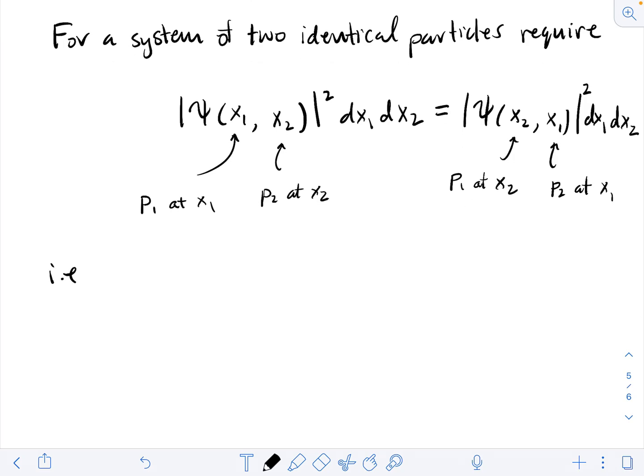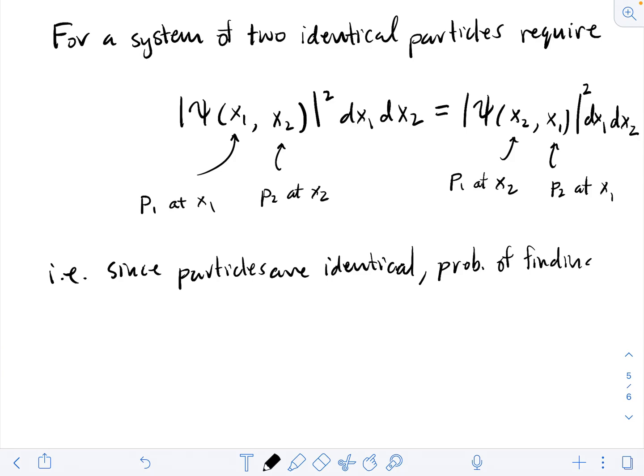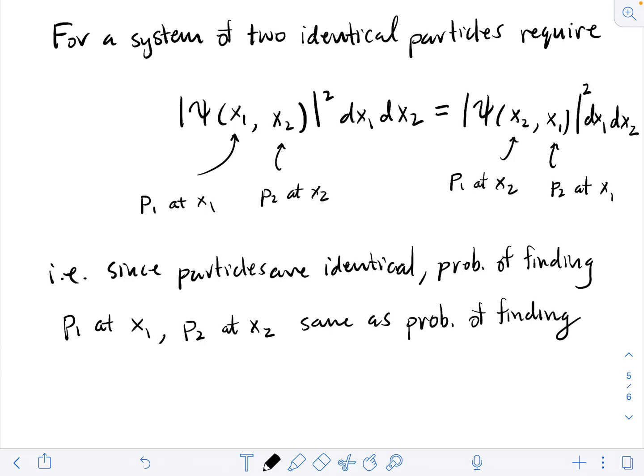Okay, so in words, since particles are identical, like two electrons or something like that, the probability of finding P1 at x1, or strictly speaking, P1 is at a position between x1 and x1 plus dx1, and P2 is at x2 is the same as the probability of finding P2 at x1 and P1 at x2.